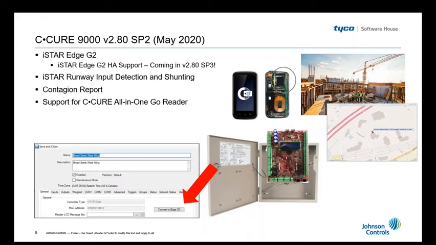Also, we included the iStar runaway input shunting and the contagion report. And then support for our all-in-one Go Reader. So that Go Reader is, if you're not familiar with it, an option to have a portable access control reader for either remote security or think of mustering areas, emergency setups, random screenings, things like that.